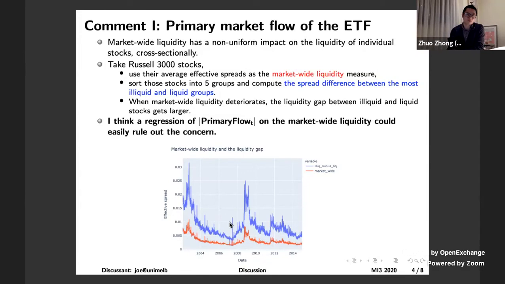Okay, so the graph here basically shows that during the early 2000s, when the market liquidity decreased, the gap increased, and the same thing happened around the financial crisis and the euro crisis. I think it also happened recently. Okay, so I think it will be important to rule out that the primary flow is somehow linked to the market-wide liquidity. And I think a simple regression, projecting the primary flow onto the market-wide liquidity, can basically rule out the concern. Okay, so that's my first comment.